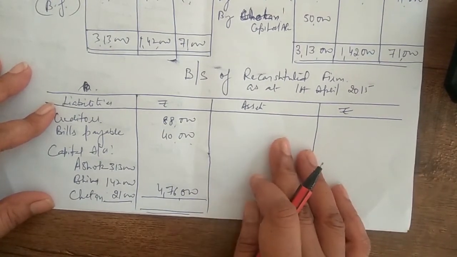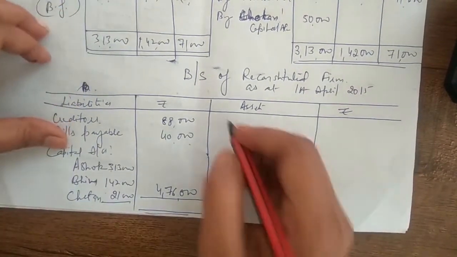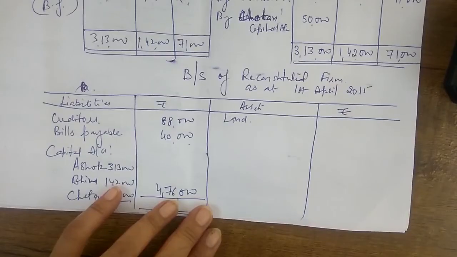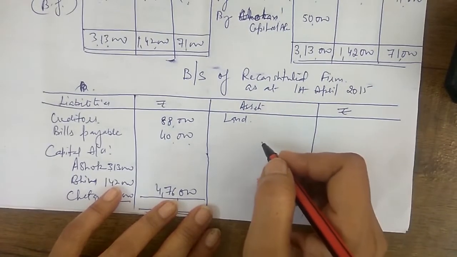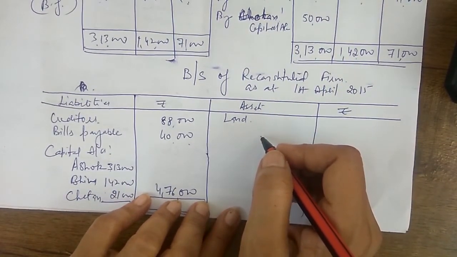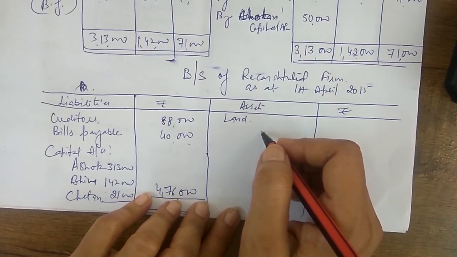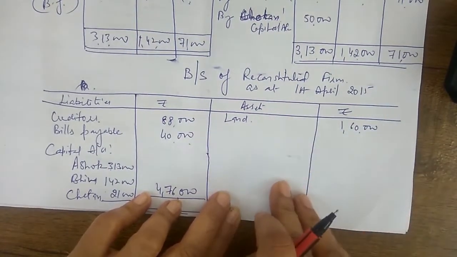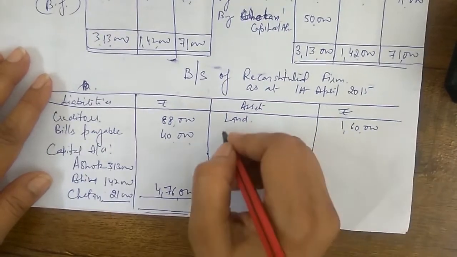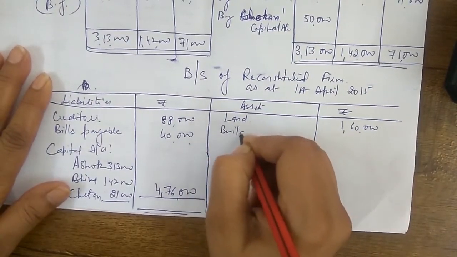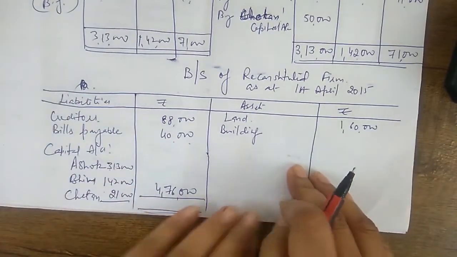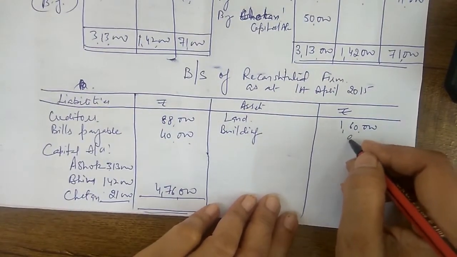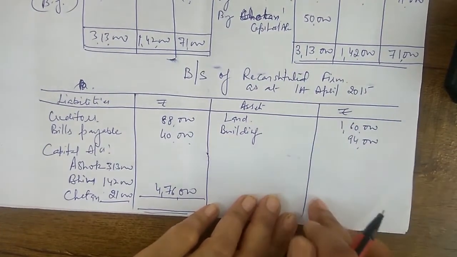Now we will start with the asset side. First item we have is land. Whatever changes we have, we will show those changes. So whatever change in the value of land, that we will show now. It is increased by 60, so the latest value is 1,60,000. Then we have building. It is depreciated by 6%, so the value of building will be decreased by 6,000. Now it will be remaining 94,000.